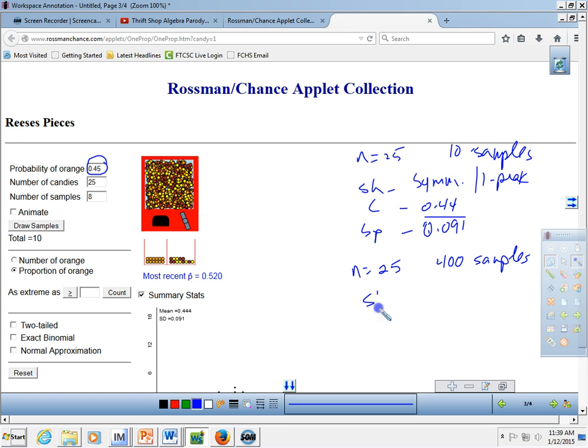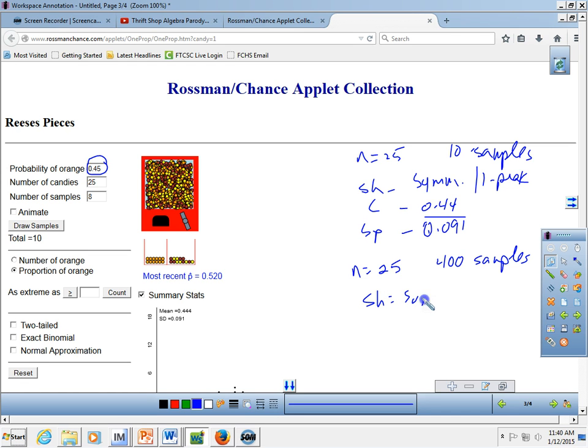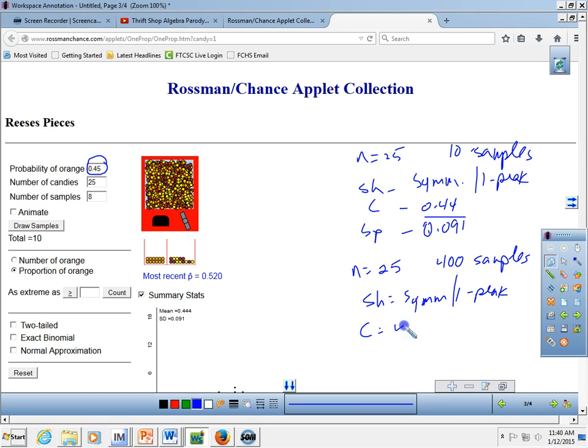What was the shape? Well, if you look, still symmetric, single-peaked, fairly symmetric. You know, I don't know if you really want to call that skewed right or not, but that's fairly symmetric. Okay? Not perfect, but no distribution ever is. And single-peaked, as a matter of fact, pretty close to normal. The center is 0.453. Again, really close to the population proportion because it's an unbiased estimator.